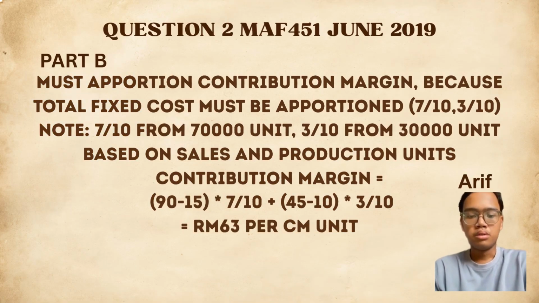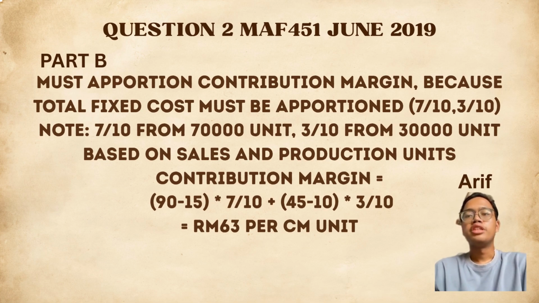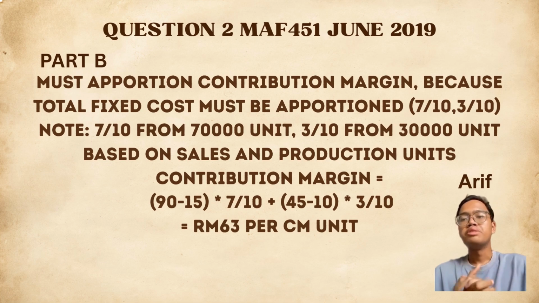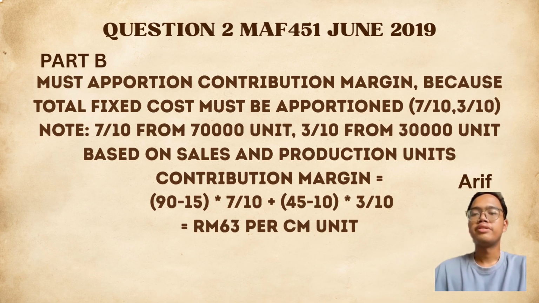Now we need to know the apportionment for contribution margin. We must apportion contribution margin because total fixed cost must be apportioned, which is 7 out of 10 and 3 out of 10. 7 out of 10 from 70,000 units and 3 out of 10 from 30,000 units, where this calculation is based on sales and production units. So from those numbers, we can calculate the contribution margin, where 19 minus 15 times 7 out of 10 plus 45 minus 10 times 3 out of 10 equals, we get the contribution margin is 63 ringgit per unit.